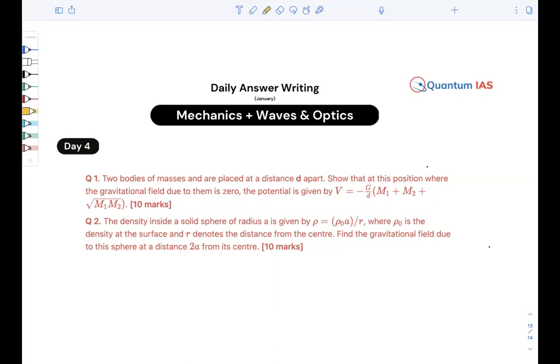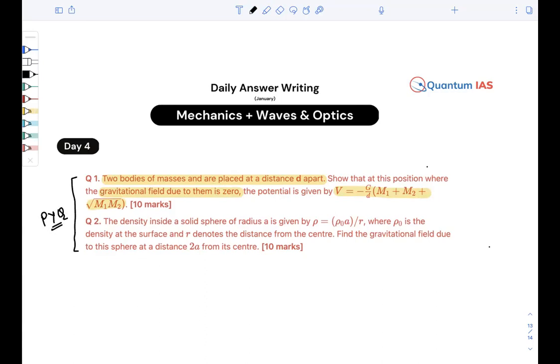Question number 1 is basically: two bodies are placed at a distance d apart. Show that at the position where the gravitational field due to them is 0, the potential is given by this. Now you need to understand this is a 10 marker question. Both questions are PYQs only, both the questions are PYQ.